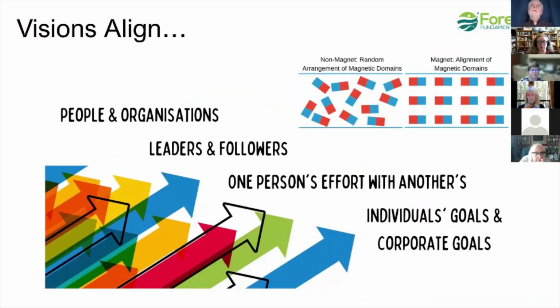And finally, visions actually align people to work together. You can have a great organization with great people and everyone doing something good. But like a magnet, if the atoms are not aligned, you don't get macromagnetism.